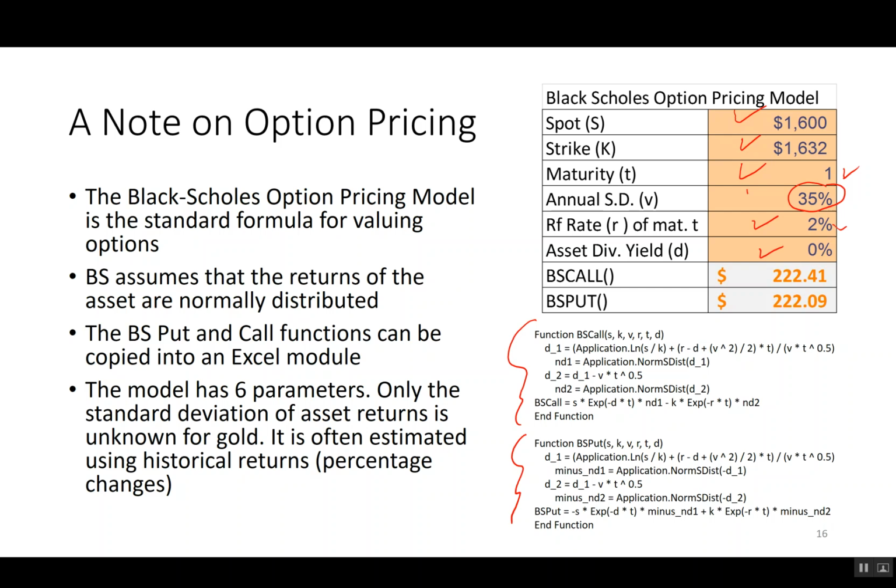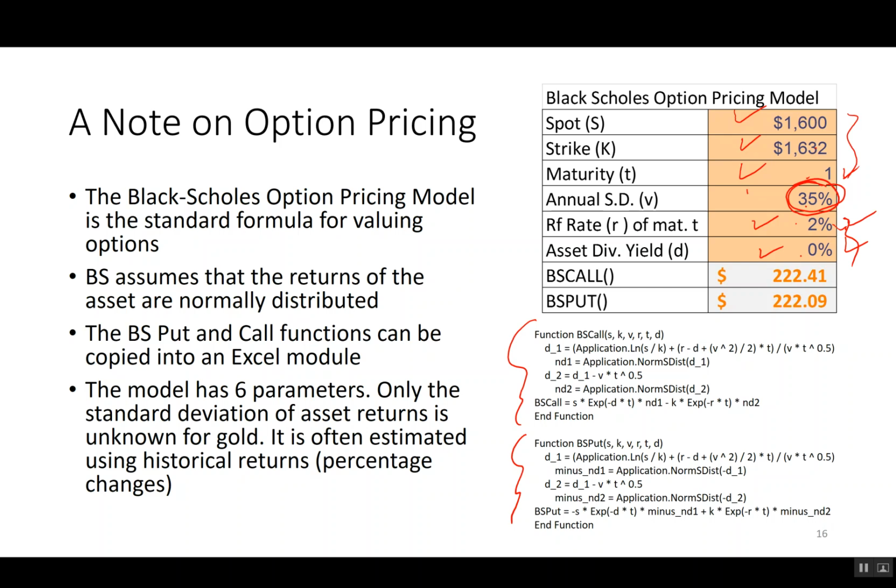But since this is a commodity, gold, I'm not going to put anything in there. So what you see is there's 1, 2, 3, 4, 5, 6 parameters. All of them are pretty much known, right? You know the current spot price of gold. You can negotiate the forward, the strike price. You can negotiate the maturity. You know what treasury rates are. You know if it has any dividend yield. So the only thing you don't know is the annual standard deviation.